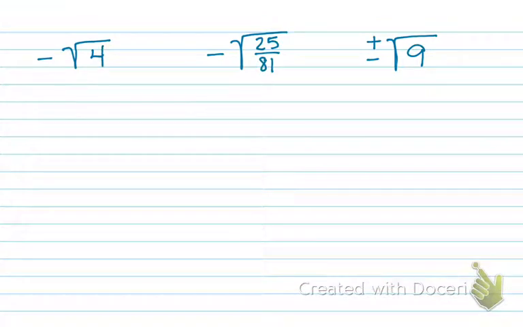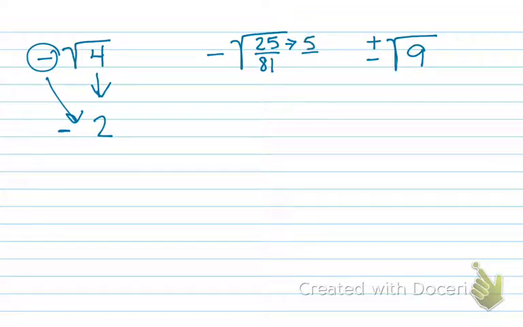Now, this is something we haven't talked about, but you can have a negative number outside of your radical symbol. You still work this problem the same as you do. Is it a perfect square? Yes. 2 times 2, and then this negative is applied after. So the answer to that is negative 2. If we have a fraction inside, we do it just like we just discussed. Square root of 25 is 5. The square root of 81 is 9. And then the negative is applied.